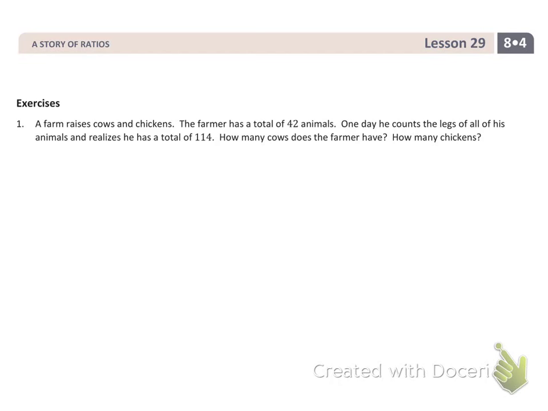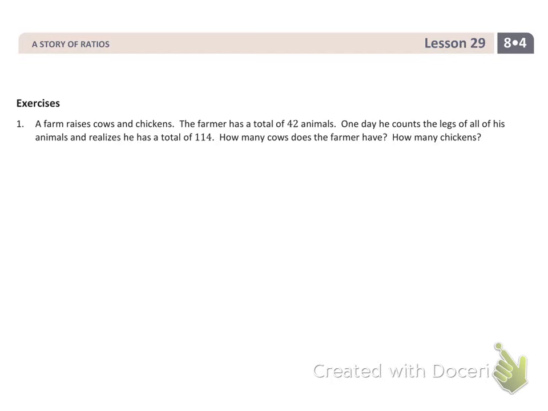Okay, so this first one is a fun one. A farm raises cows and chickens. The farmer has a total of 42 animals. One day he counts the legs of all of his animals and realizes he has a total of 114. How many cows does he have? How many chickens?